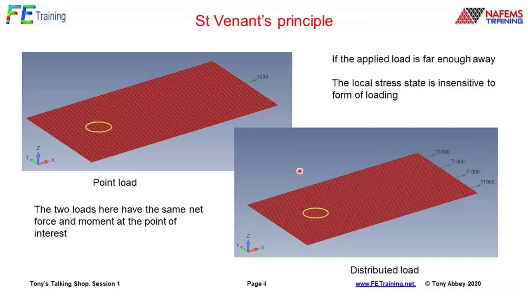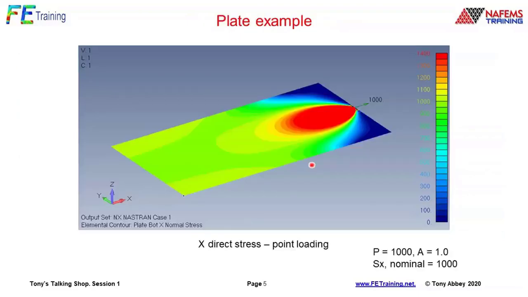Now they must have the same equilibrium at the center of the target there, so the forces and moments must balance. So we have fundamentally the same load path, but we get this diffusion effect coming in. So the local stress state is insensitive to the form of loading, and that's something we really leap on with finite element analysis. And I'll try and show some examples of how we take advantage of that as we go through.